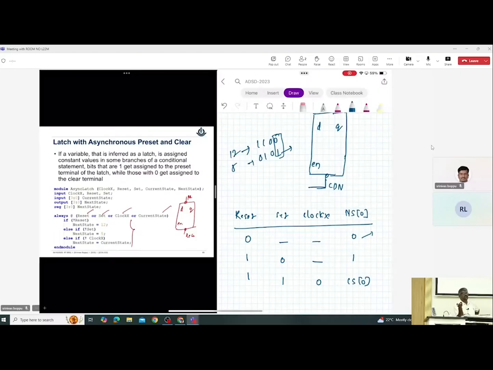Right? If I simply connect the reset, what will happen? Now the CDN, if I connect the reset, let's connect it and check it. There is no harm, right? Reset equal to 0, what will happen? The output is set to 0. It's satisfying the truth table, right?